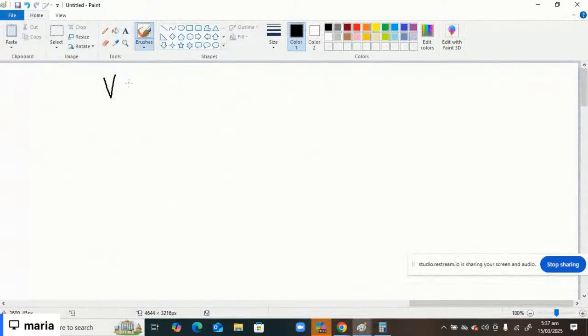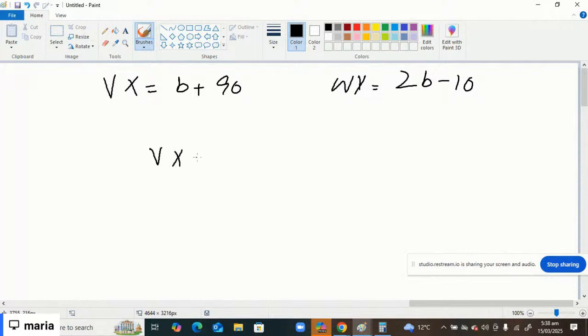So V and X is given, that is b plus 90, and WY is given 2b minus 10. Okay, V and X is given b plus 90 and 2b minus 10. Now just equal VX, which is equal to WY. What is VX? b plus 90. This is 2b minus 10.